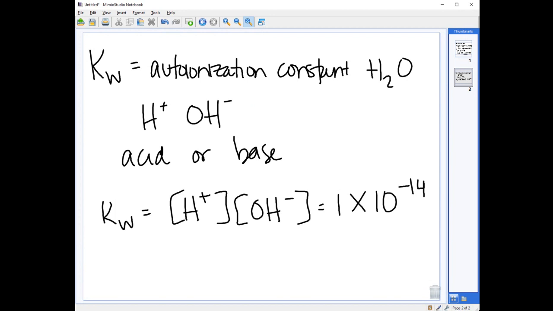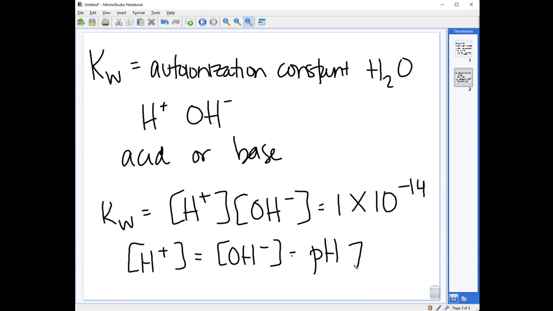Okay, now, if these are equal, then each one would be equal to 1 times 10 to the negative 7. So when hydrogen ions and hydroxide ions are equal, then that gives us a pH of 7, okay? Because they're both the same. So if you cut that in half, 1 times 10 to the negative 7, we take the log of that, it gives us 7, all right?